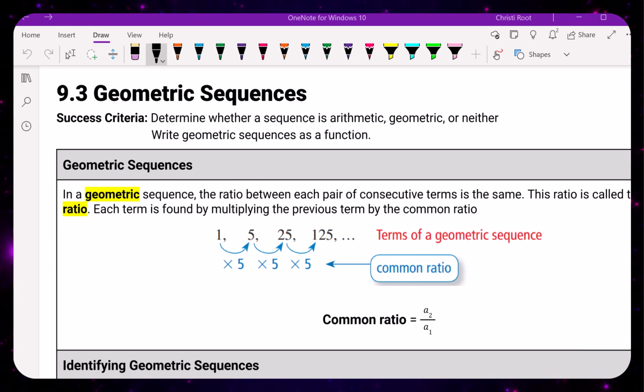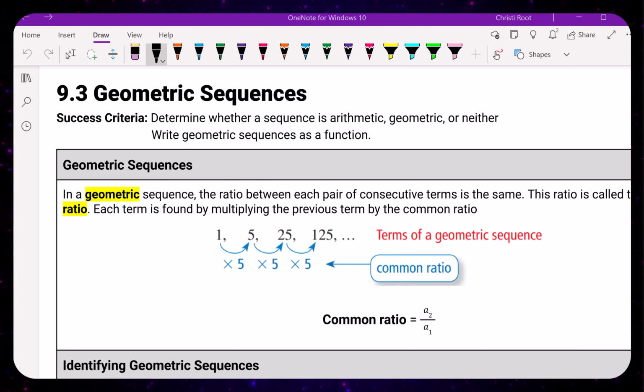Okay, so first thing we're going to talk about is what's the difference between an arithmetic and a geometric sequence. An arithmetic sequence is when you are adding a common difference. If you add a positive number, it is going to increase. If you add a negative number, it is going to decrease. And if you graph the sequence on Desmos, it is going to be in a straight line. So it is basically linear.